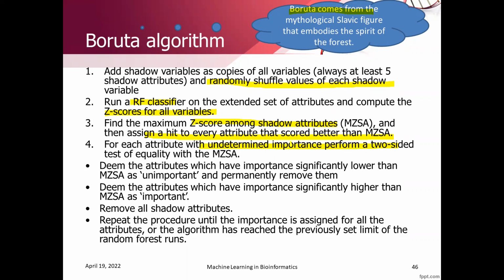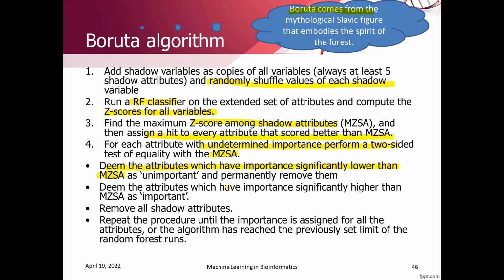Then for each attribute with undetermined importance, we perform a two-sided test of equality with the maximum z-score of the shadow attribute. Then we deem the attributes which have importance significantly lower than the maximal z-score of the shadow attribute as unimportant, and these will be removed.